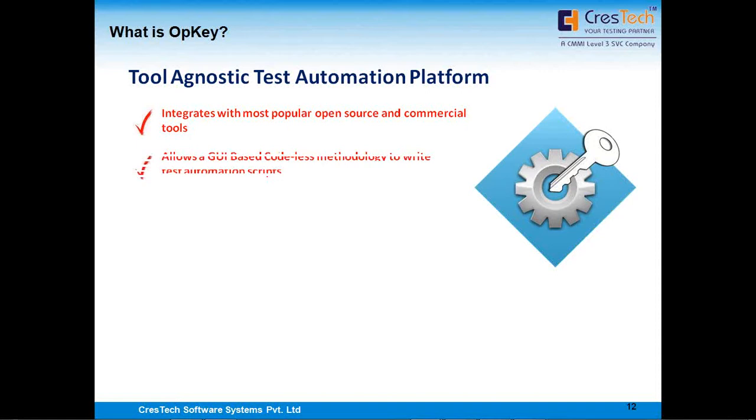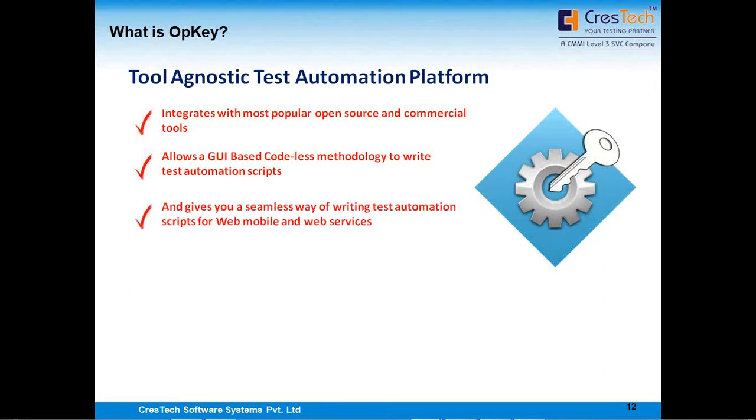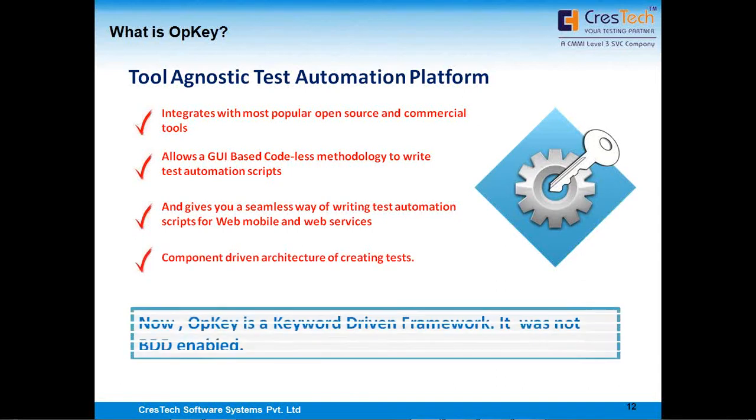It allows a GUI-based codeless methodology to write test automation scripts. So no coding skill is required. If you want to work with OpKey, that's simple, plain English language. It gives you a seamless way to write test automation scripts for web, mobile, and web services. And its component-driven architecture provides a seamless way of test case authoring. And OpKey is currently solving all the discussed challenges of GUI automation. But the challenge with OpKey is it was not BDD enabled.